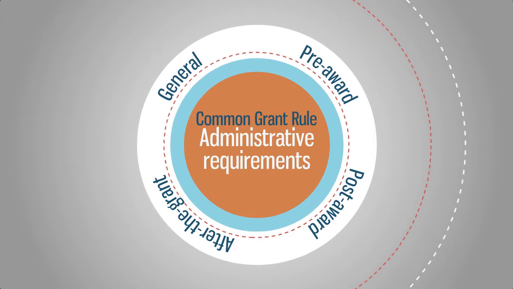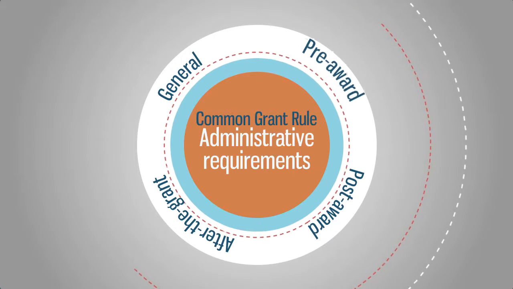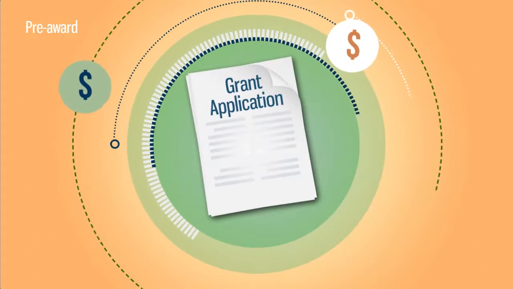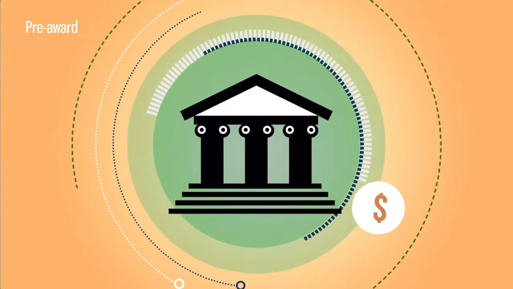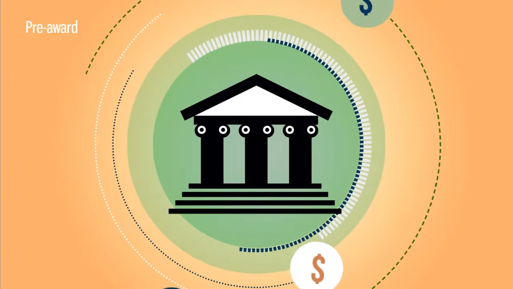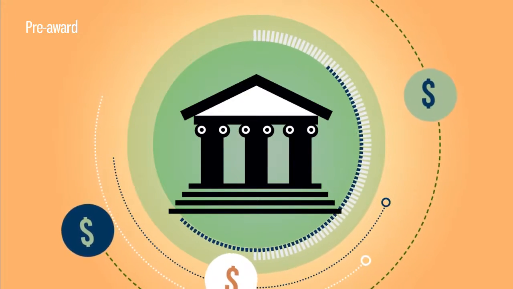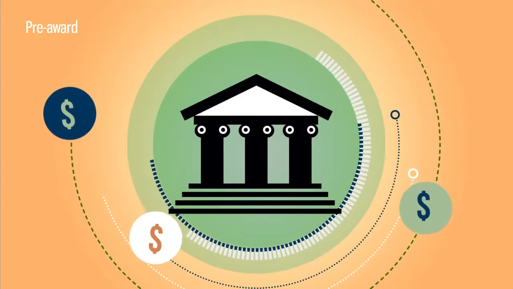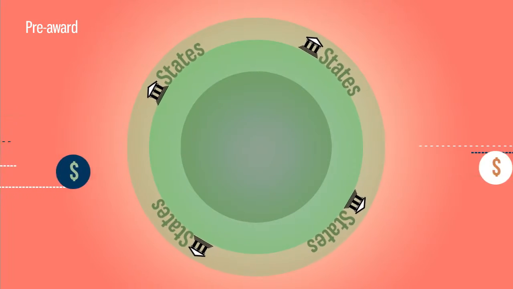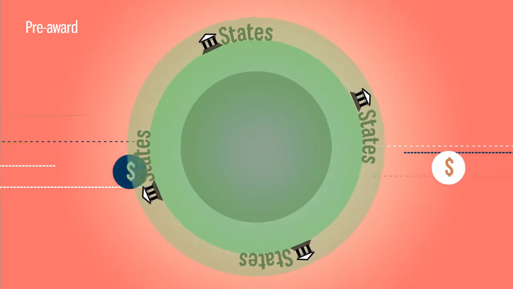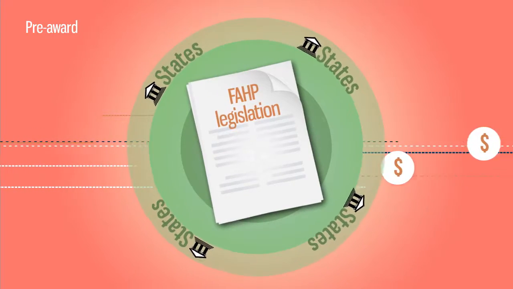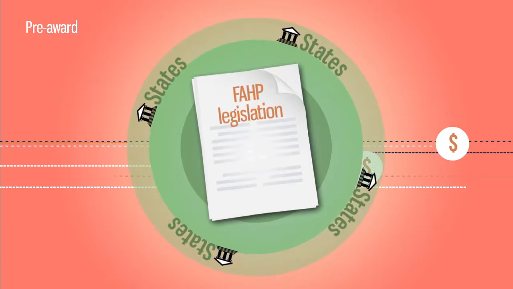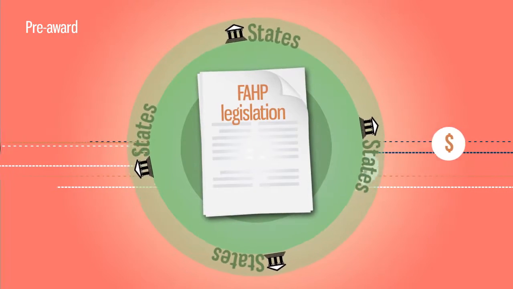For many federal programs, state and local agencies must meet pre-award requirements. Usually, the first of these requirements is the submission of a grant application to request federal funds. However, the Federal Aid Highway Program generally does not require state departments of transportation, or DOTs, to apply for federal funds. The reason is because the funds are automatically distributed to the states based on a formula established in the Federal Aid Highway Program legislation. However, there are some discretionary programs administered by the Federal Highway Administration, or FHWA, that do require applications.